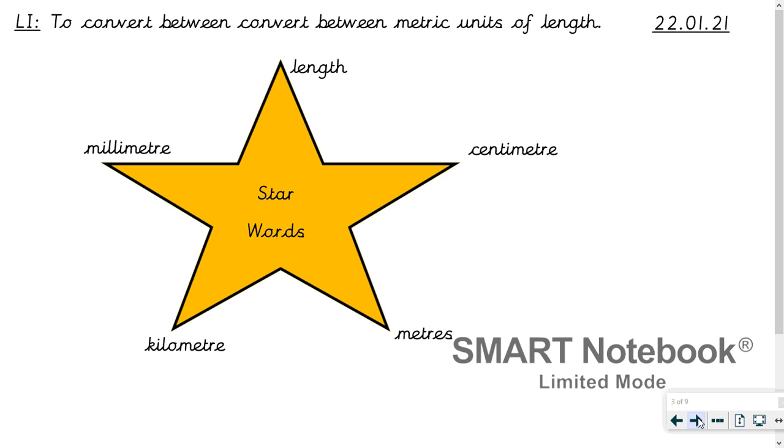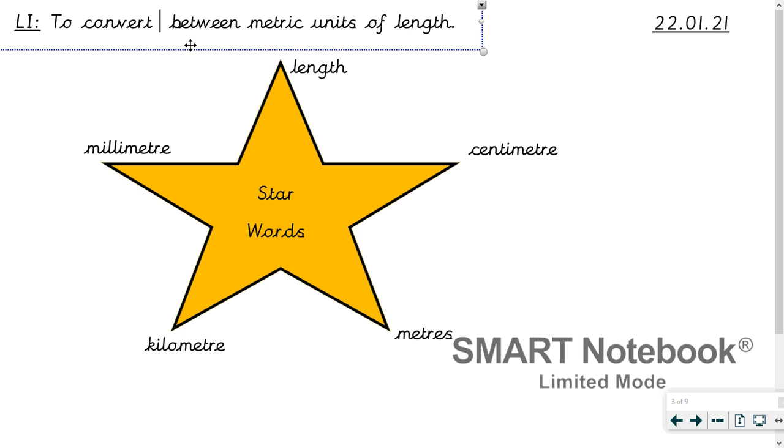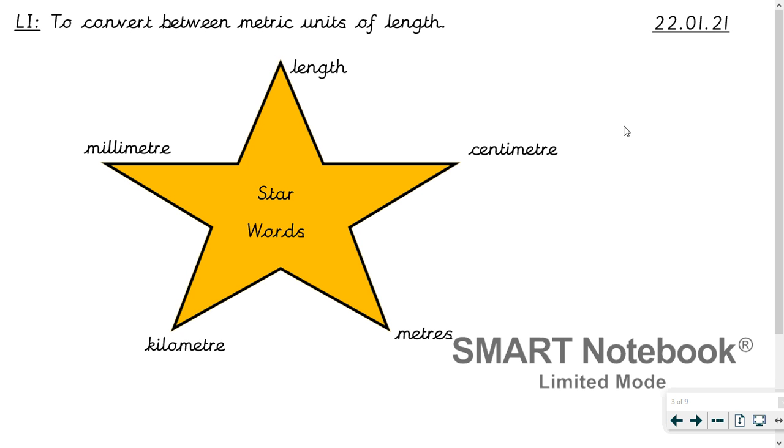Let's move on with today. So the learning intention is to convert between metric units of length. So we have what we've learned this week, millimeters, centimeters, meters, and we're going to look at kilometers as well today. So those are our star words: length, centimeter, meter, kilometer, millimeter.